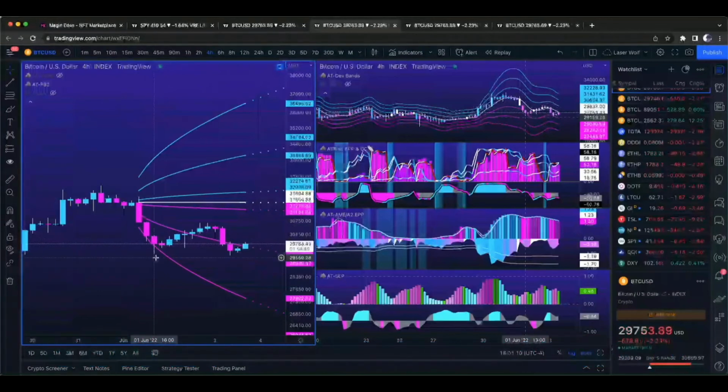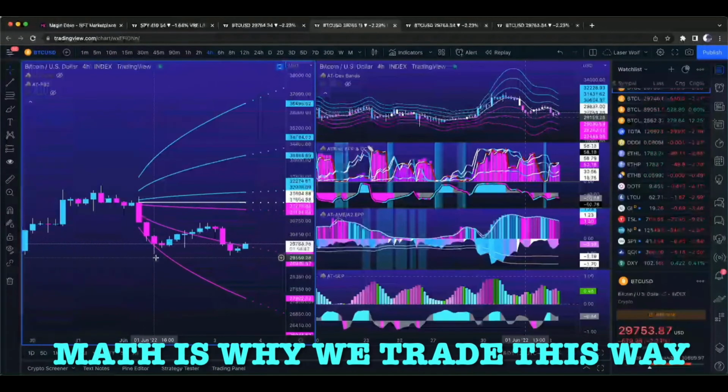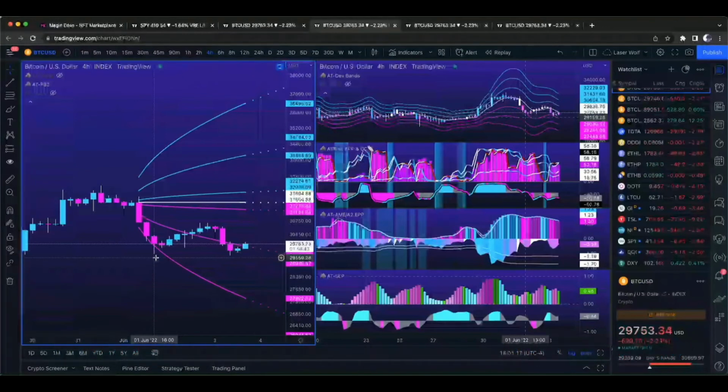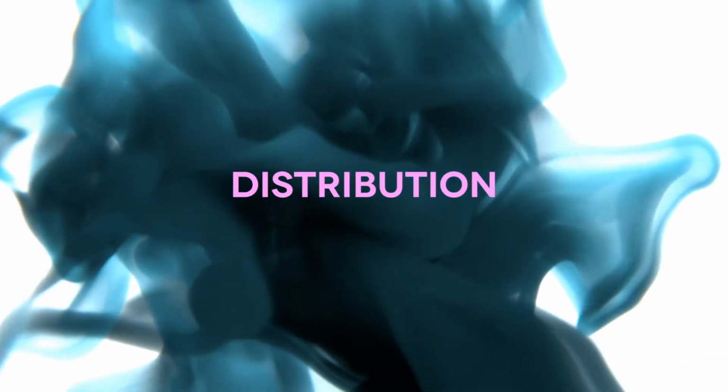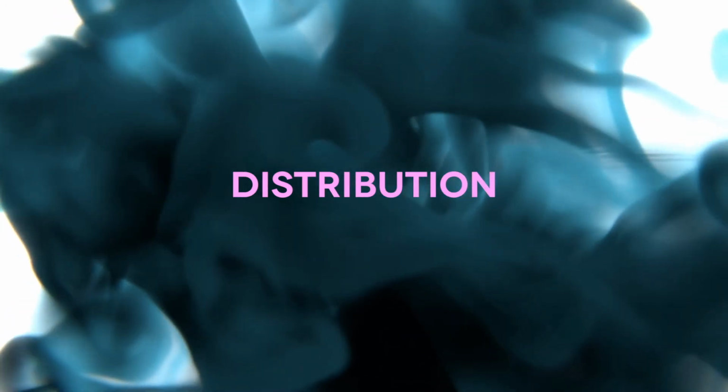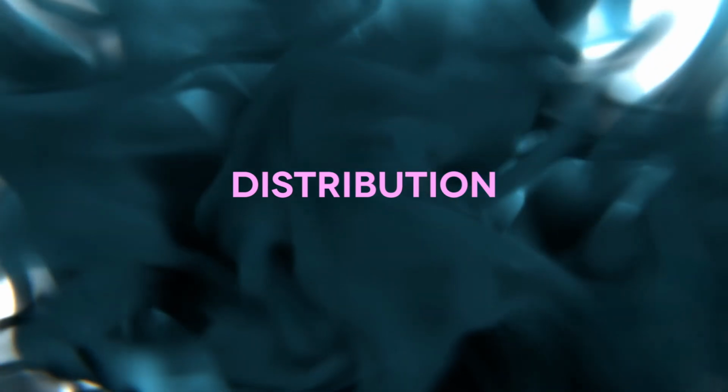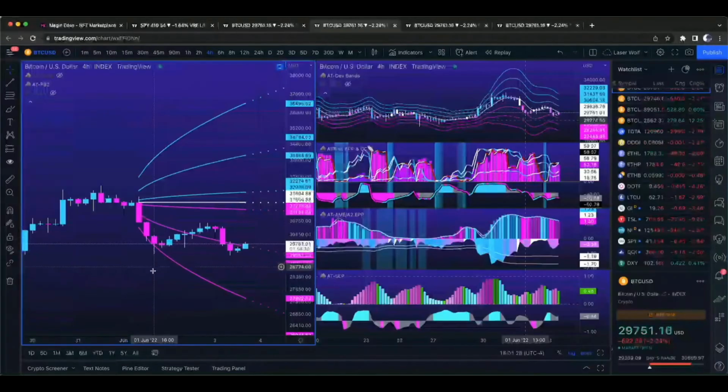Right? This is why we trade like this. This is why when everybody else has no idea what's going on in the market and they think we're going to just continue dumping or continue pumping, people are buying tops and selling bottoms because they don't understand the distribution. You are not shorting Bitcoin here.